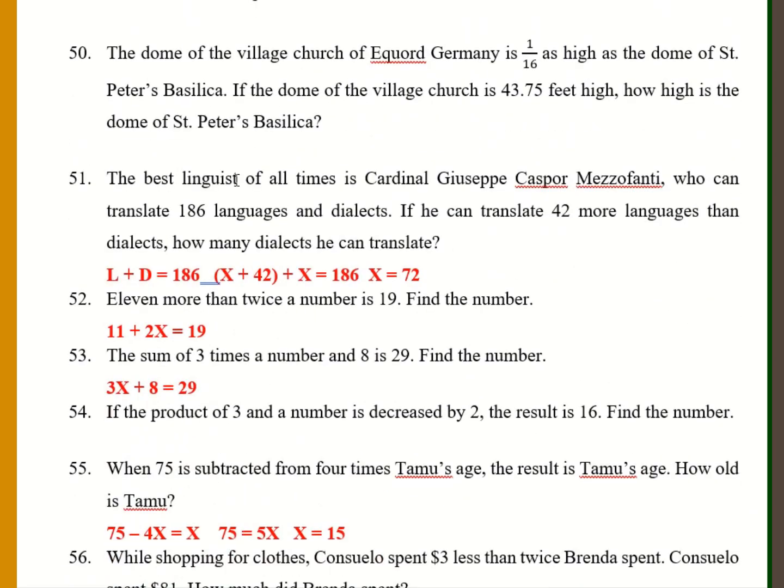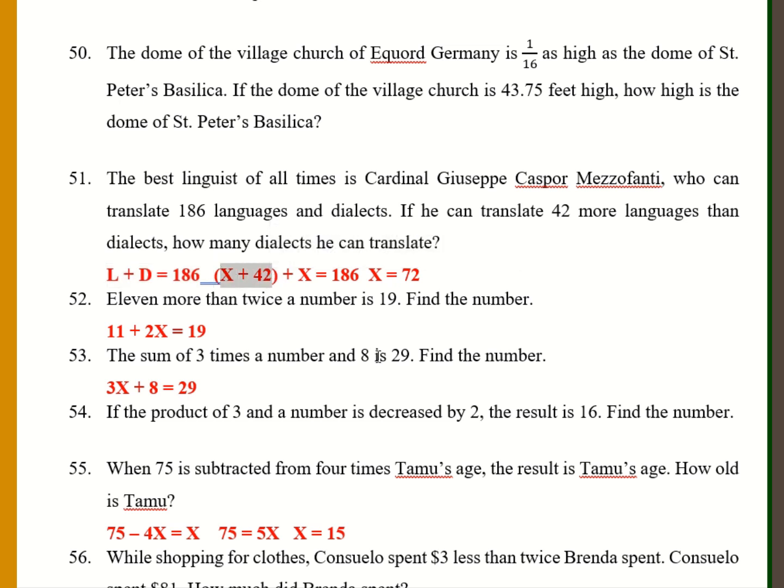Okay, the best linguist of all times is the Cardinal Gizet, who can translate 186 languages and dialects. He can translate 42 more languages than dialects. So this is how we're going to do it. Language plus dialect is 186, correct? In total, he can basically translate 186 languages and dialects. He can translate 42 more languages. So language is X plus 42, because language is 42 more.